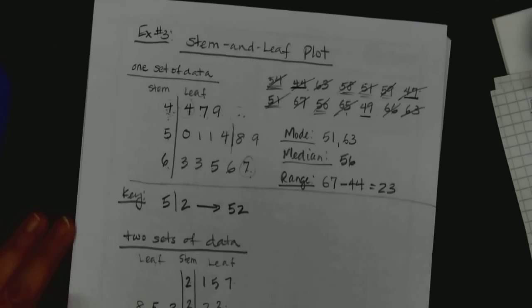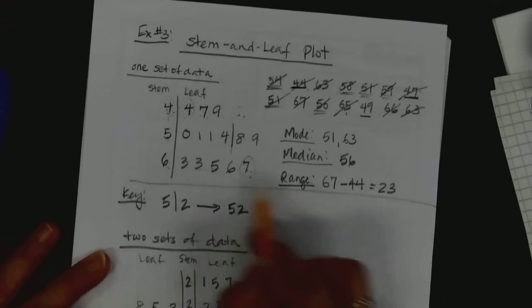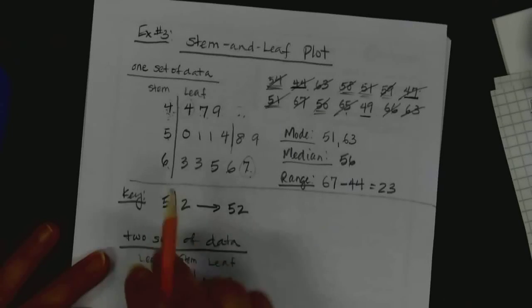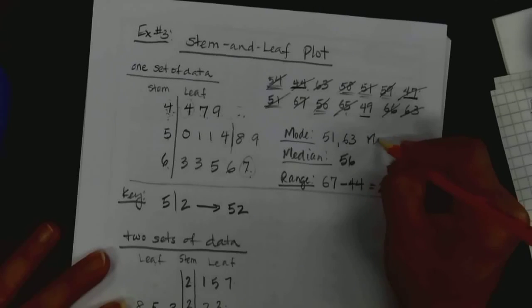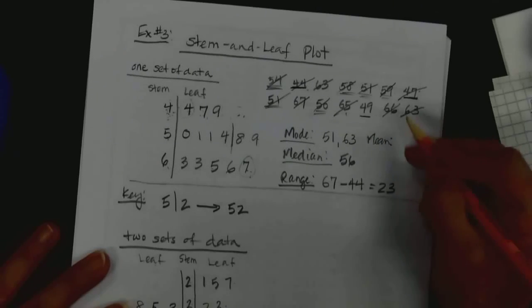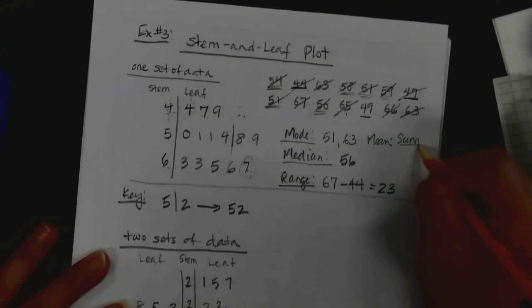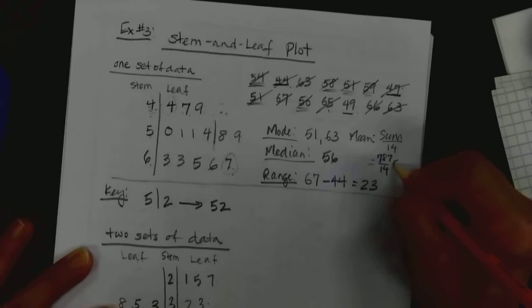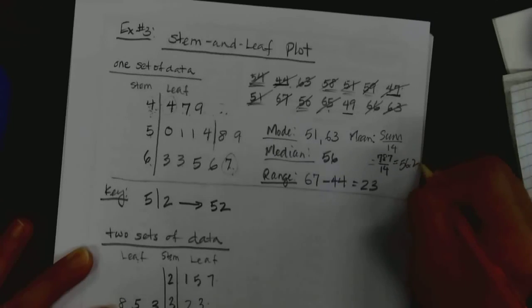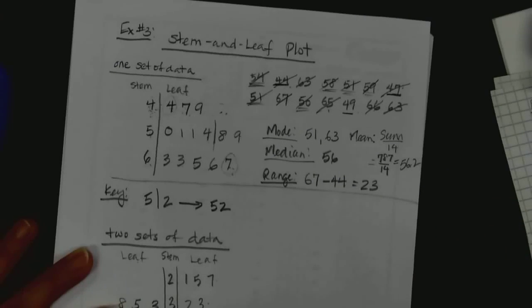And if I ask you to find the mean, you just add them all up and divide by 14. So the mean would be the sum divided by 14, which turned out to be 787 divided by 14, which is approximately 56.2. That was the mean. Okay?